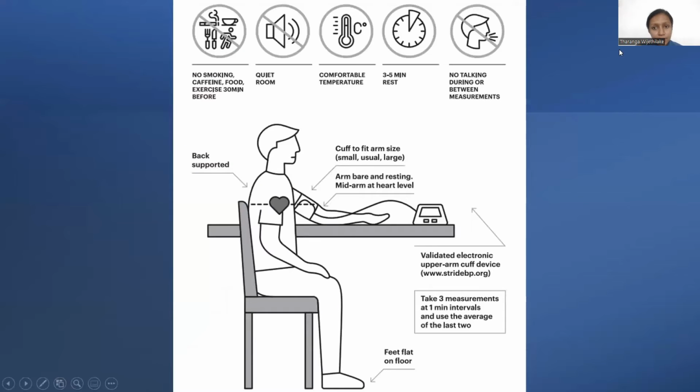The first thing is how to properly diagnose hypertension. To diagnose properly, we should take the measurement properly.